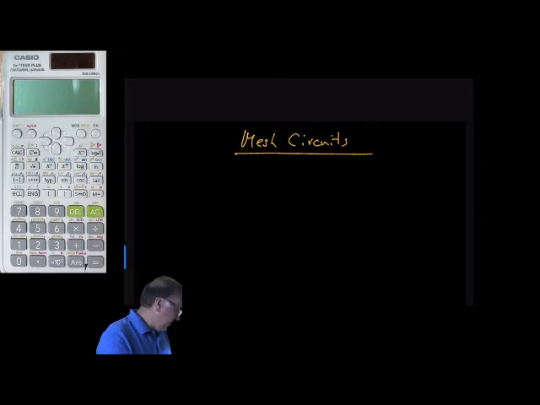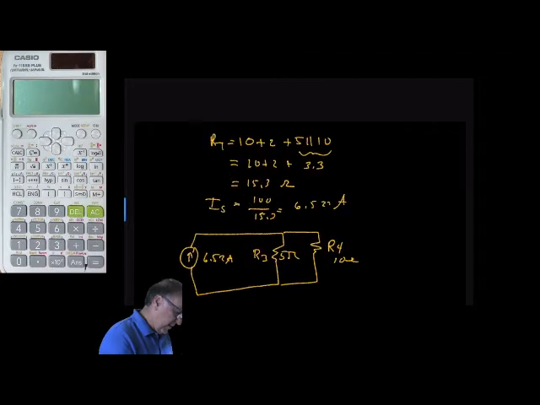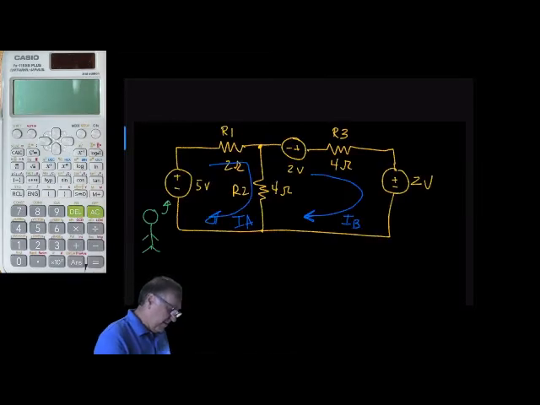So a mesh circuit is neither a parallel nor a series circuit. Let's see, slide 3, there we go. Okay, so we'll take this example circuit here.